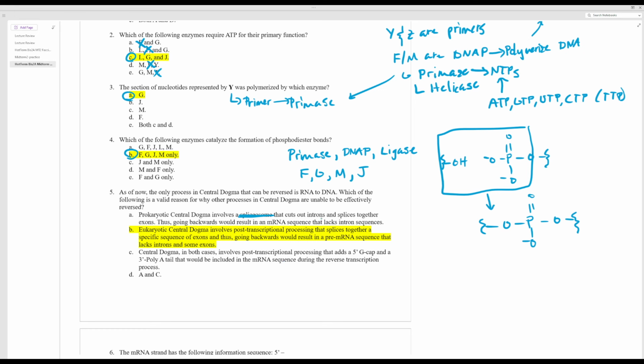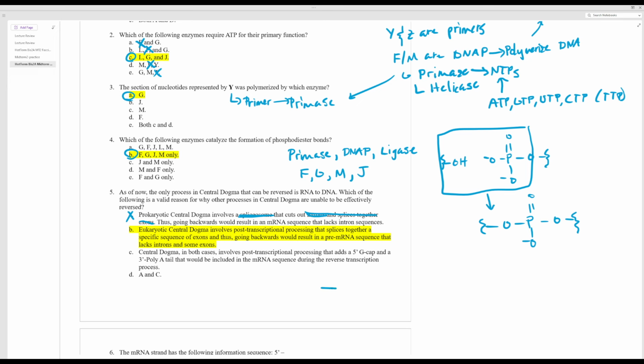Does it cut out introns and splice together exons? No, it does not. That's eukaryotes, right? Prokaryotes, most of them, don't have introns, don't have a spliceosome, because they lack a nucleus to be able to separate the transcription and translation machinery. So it doesn't work. B, eukaryotic Central Dogma involves post-transcriptional processing that splices together a specific sequence of exons, and thus going backwards would result in a pre-mRNA sequence that lacks introns and some exons.